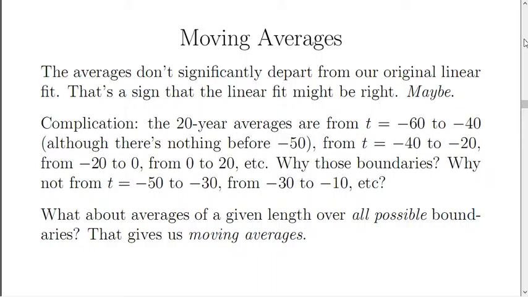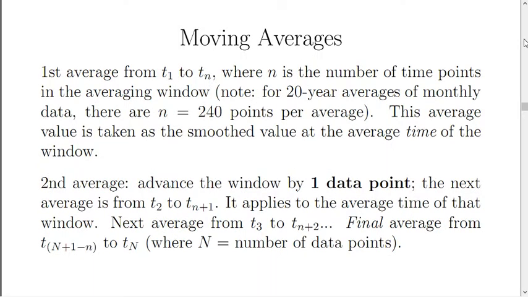It's called moving averages. The first average is from time t1 to tn, where n is the number of time points in the averaging window. So it's the first n data points. Note that for a 24-year average of monthly data, there are 240 points per average. So the very first average is for the first 240 data points. This average value is taken as the smoothed value at the average time in the window.